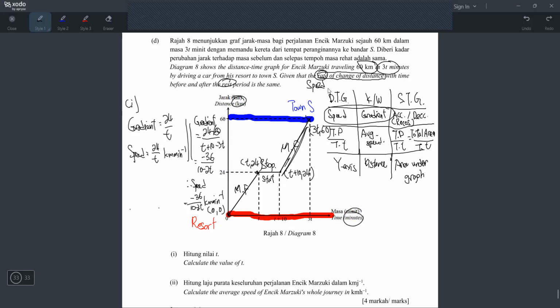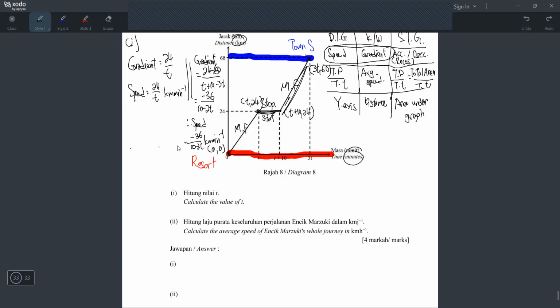Okay. And then now they say the rate of change of distance with time before and after rest. This one is rest, right? So before and after, the speed is the same, which means the gradient is also the same. So you can take 24 over t, and this answer we can equate to it. We can equate it, but I don't have enough space.